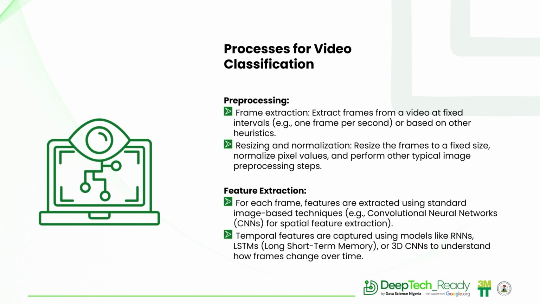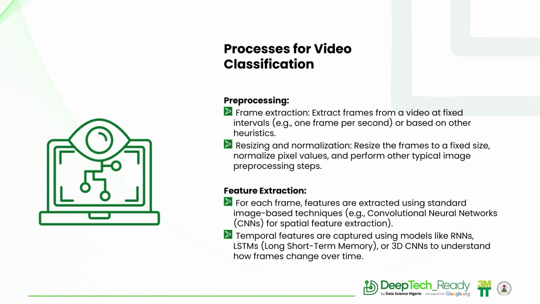So extract frames from video at fixed intervals, like 1 frame every second. Instead of 30 frames in 1 second, you might say, okay, after every 1 second, that is after every 30 frames at 30 FPS, take 1 frame, or based on other heuristics.